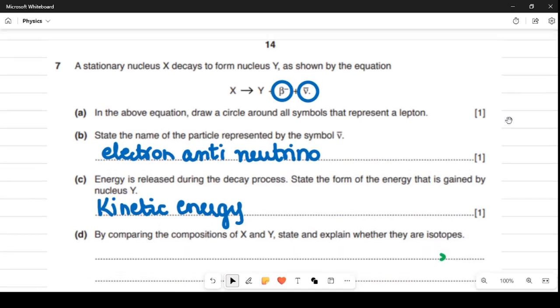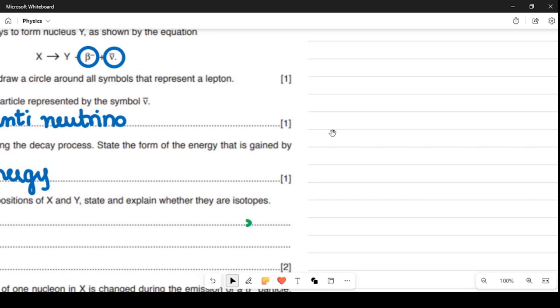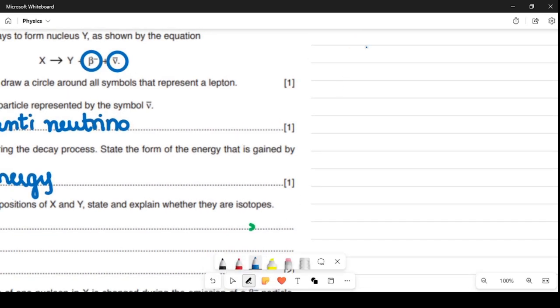Okay, basically, what you need to understand is that the mass numbers on both sides of the equation should be equal, and the proton numbers on both sides should be equal. Now, let me copy this equation on this side so I can first explain, because the important thing is that you understand what you're doing.